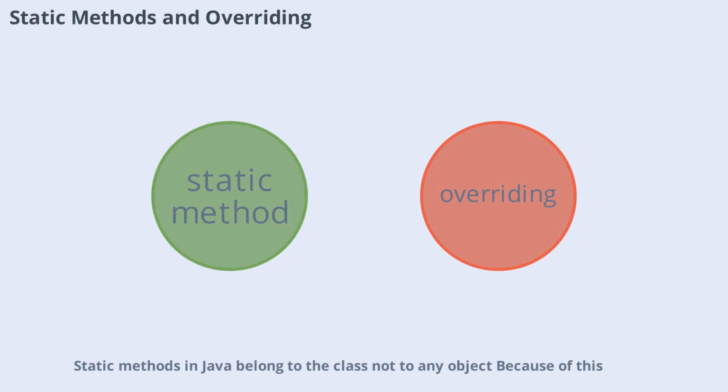Static methods in Java belong to the class, not to any object. Because of this, static methods cannot be overridden. If you declare a static method in both a parent and child class with the same name, the method in the child class simply hides the one in the parent class. This is different from true overriding, which only applies to instance methods.